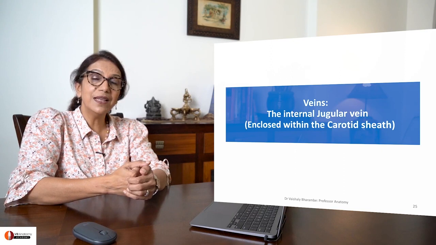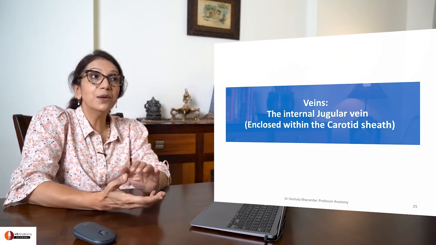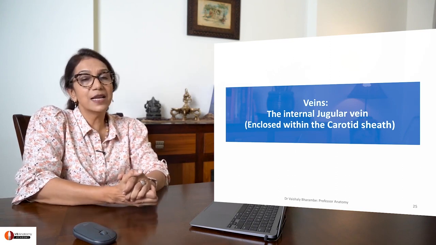Let's now come to the vein that lies right next to it, lateral to the artery. Again a question: why is the vein lateral? Why is the artery not lateral?